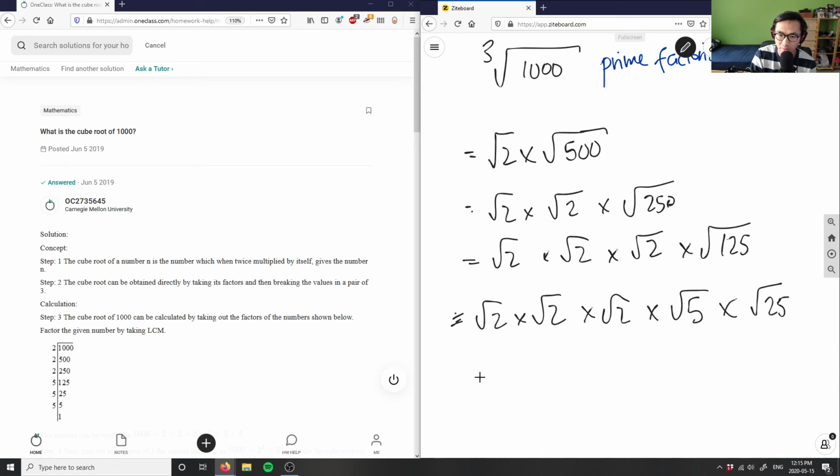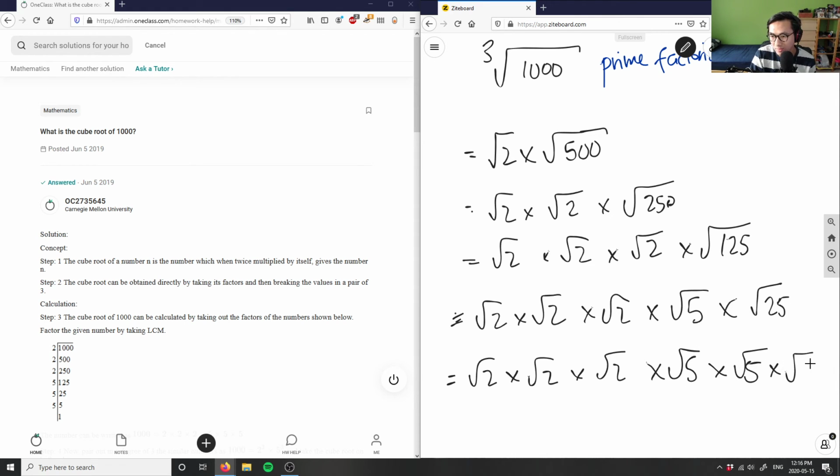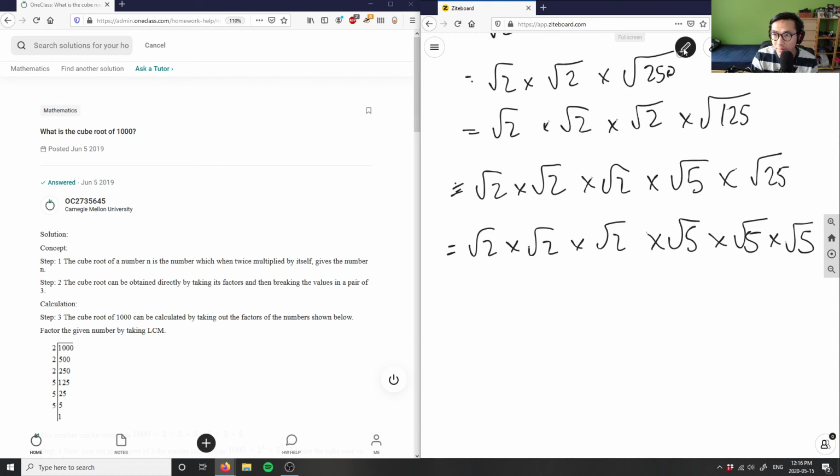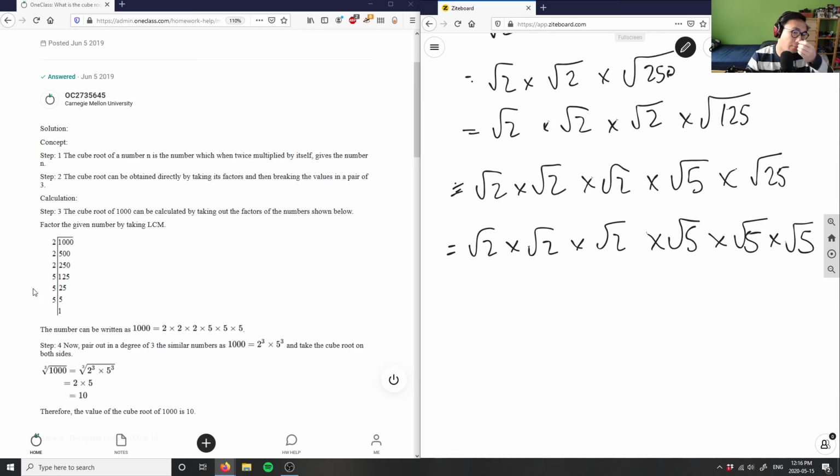And then finally, it's going to equal root 2 times root 2 times root 2 times root 5, and the root of 25 is simply root 5 times root 5 here. So what I can see here is I have root 2 times root 2 times root 2, and root 5 times root 5 times root 5 here, right? So I have all these guys here, and I can write it out as the prime factors.